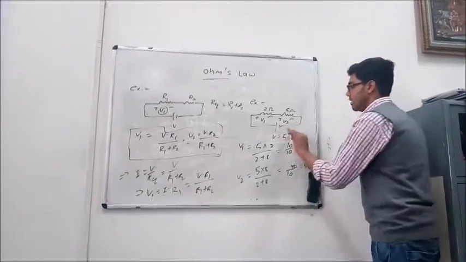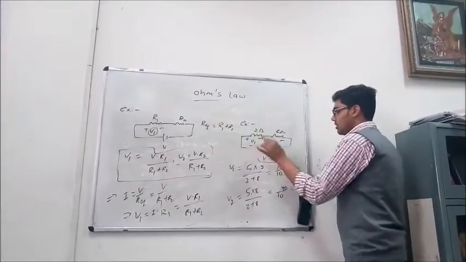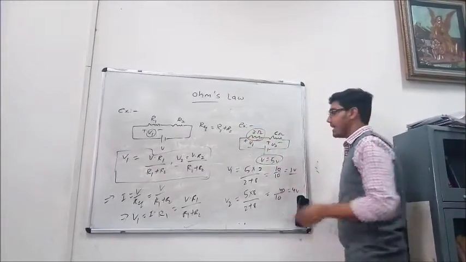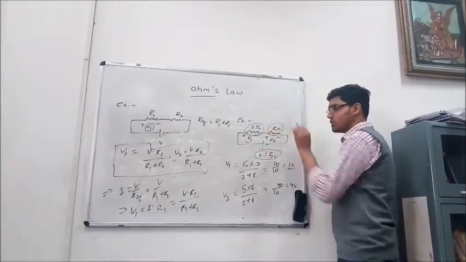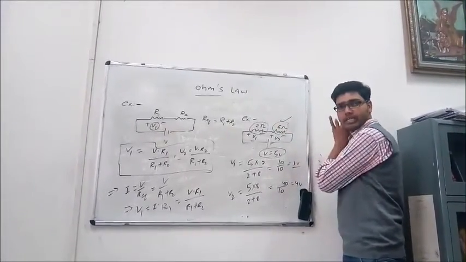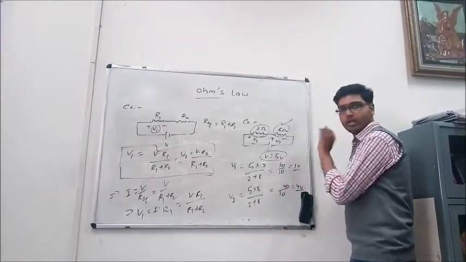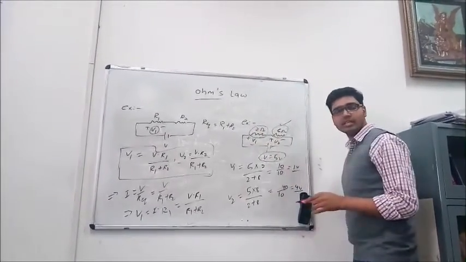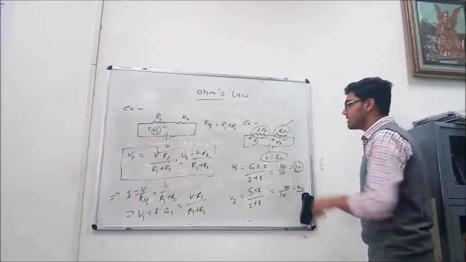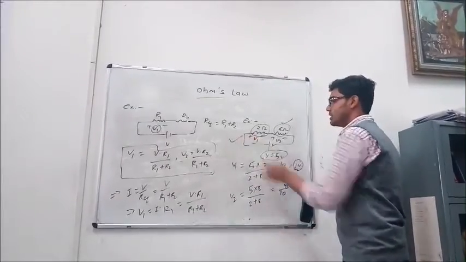That means out of this 5 volt which we have applied through this circuit, 1 volt is going to appear across this 2 ohm resistance, and the other 4 volt is going to appear across the 8 ohm resistance. That means if the resistance is more in the series combination, we are going to get more voltage across it. If the resistance is less in the series combination, we are going to get less voltage. So that is the conclusion we can draw from this series combination.